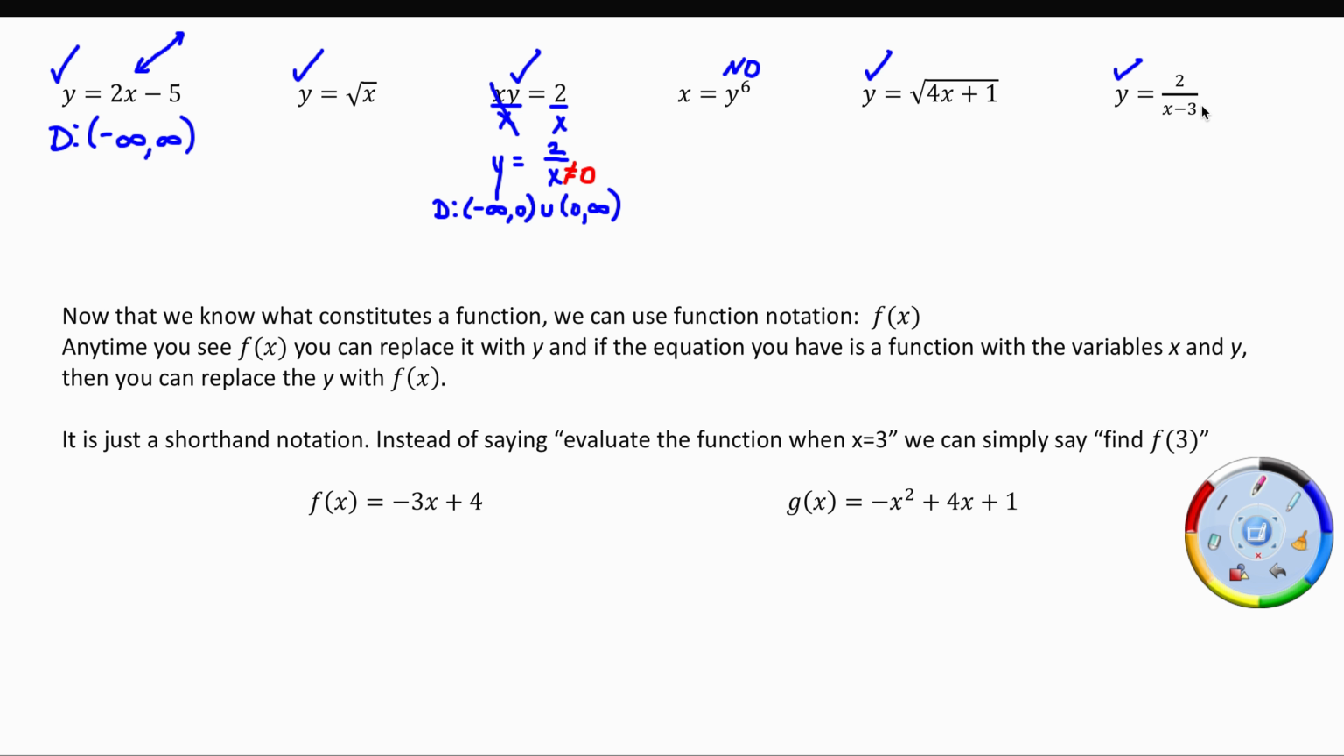Here's another one with a denominator. So that denominator cannot be 0. It's not that x can't be 0, right? The denominator can't be 0. So on this one, if we add 3 to both sides, x cannot be 3. That's my domain. Again, negative infinity to 3, but don't include the 3, or 3 to infinity without including the 3.